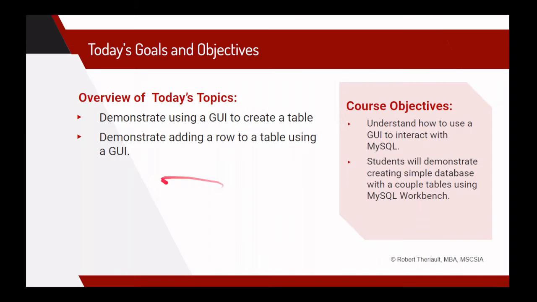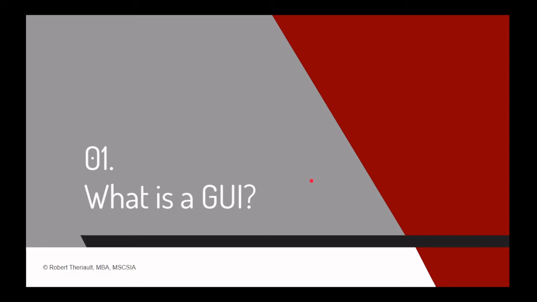So with that, we are going to use a GUI to create a table. We are going to use the GUI to add a row, right? We'll understand how to connect, what it looks like, how to interact with it, basically how to manipulate everything, create your own database from scratch with a GUI, and then add the tables and everything you need for that. So what is a GUI?